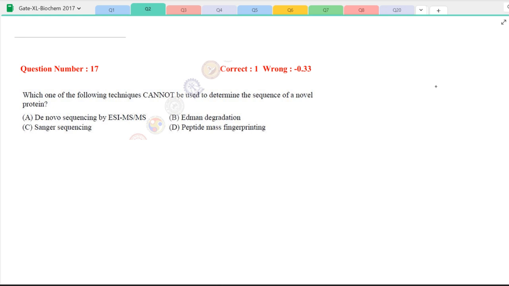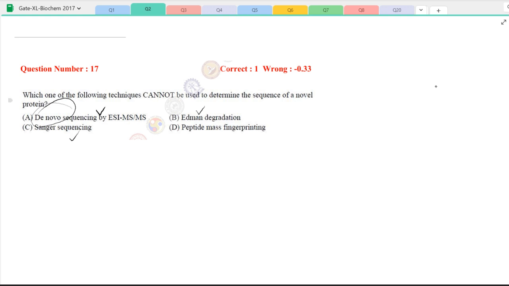Which one of the following techniques cannot be used to determine the sequence of a novel protein? So first of all, de novo sequencing by ESI-MS, yes, this can be used because it already says de novo sequencing in the name, and ESI-MS is a mass spectrometry. Yes, it can be used. Edman degradation, of course, this can also be used in determining the terminal ends of the protein.